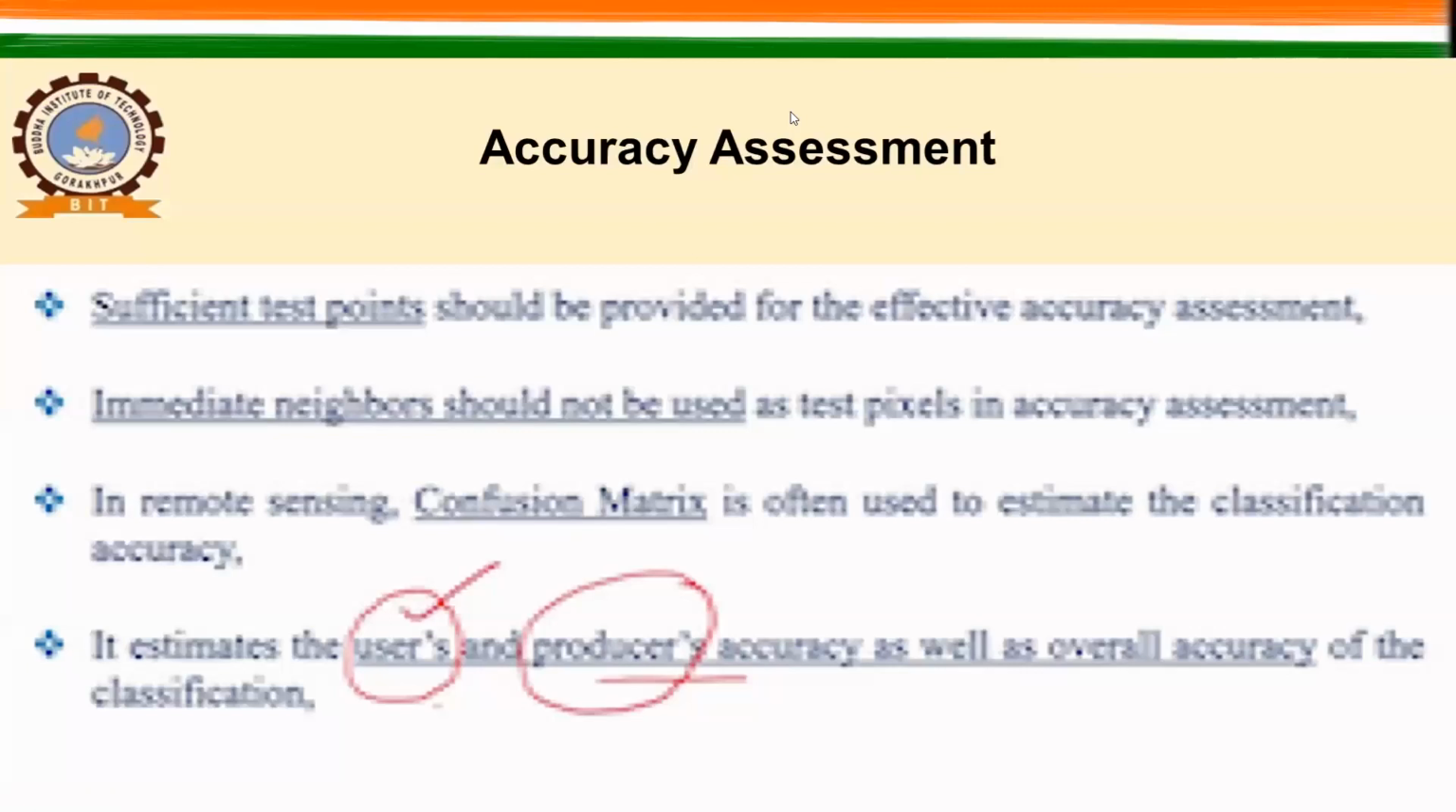So in remote sensing, the confusion matrix is often used to estimate the classification accuracy. Okay, there is one more slide in which I will also tell you about the confusion matrix. We use it to estimate the classification accuracy. It estimates the user and producer accuracy as well as the overall accuracy of the classification. So here you have these two terms, user accuracy and producer's accuracy.